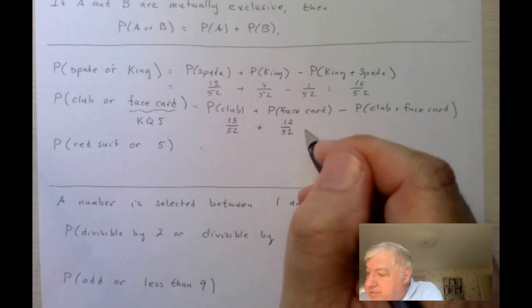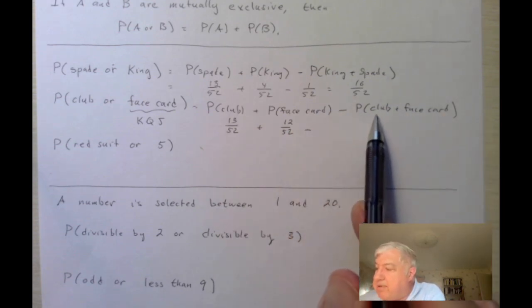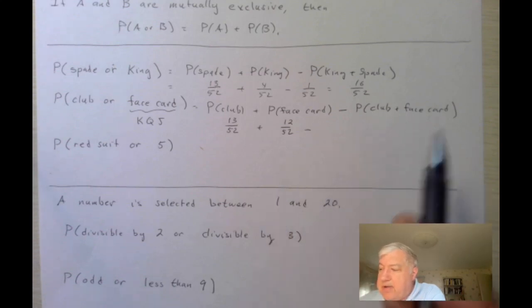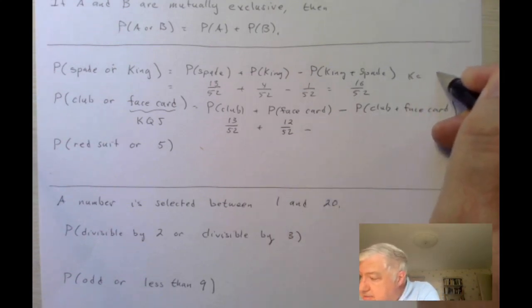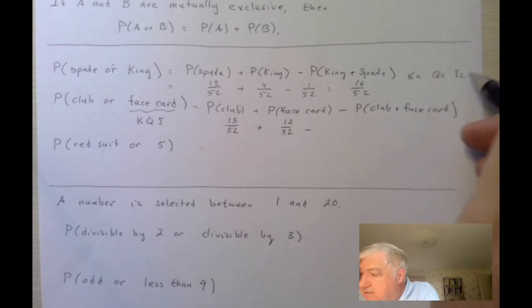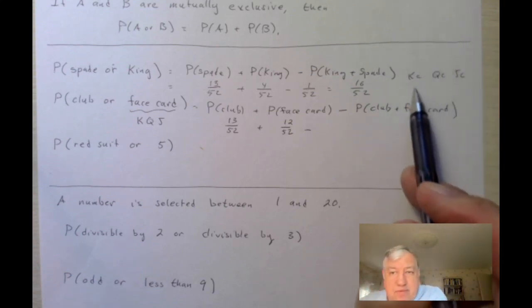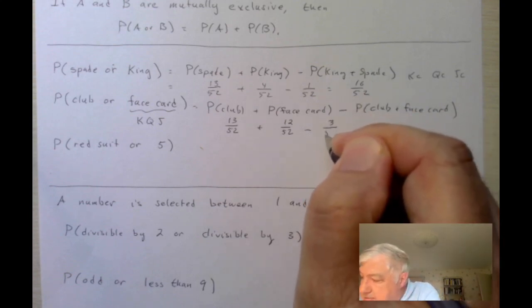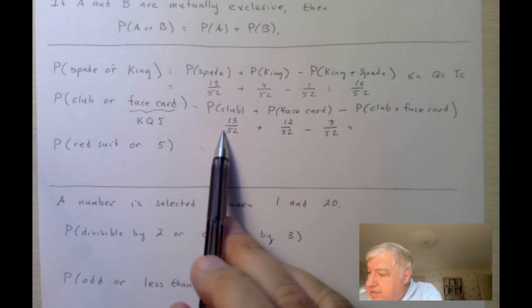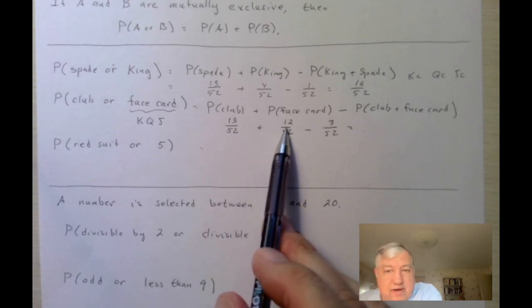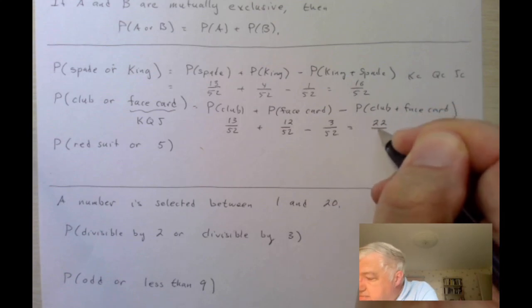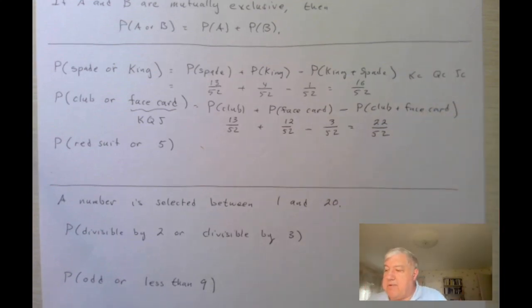And then we have to subtract the probability of the club and the face cards. So in particular, we're talking about the king of clubs, the queen of clubs, and the jack of clubs. Okay, there are 3 of those, 3 ways this can happen. So this would be minus 3 over 52. So this would be 13 plus 12, that's 25. 25 minus 3 is 22. So this would be 22 over 52. So that would be the probability of that.